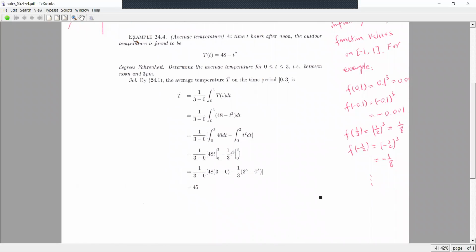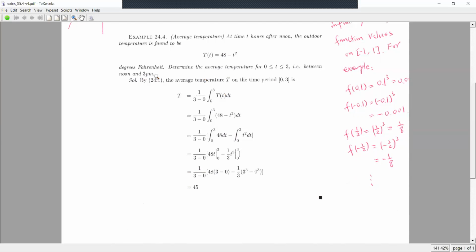Example 2. Average temperature. At time t hours after noon, the outdoor temperature is given by this function. Now, determine the average temperature for t between 0 and 3. t is 0 corresponds to noon. t is 3 corresponds to 3 p.m. So this question is to determine the average temperature between noon and 3 p.m.